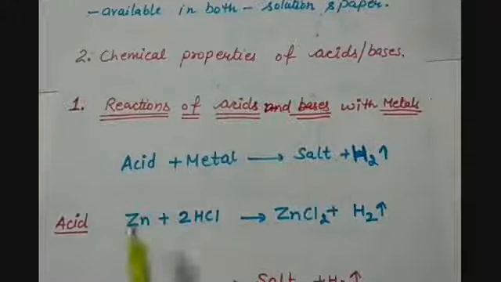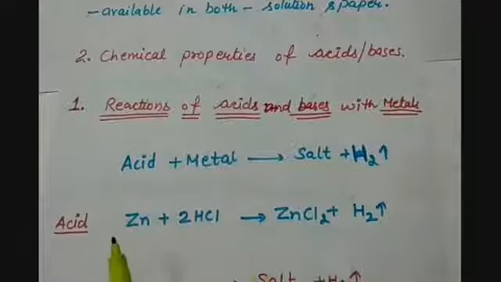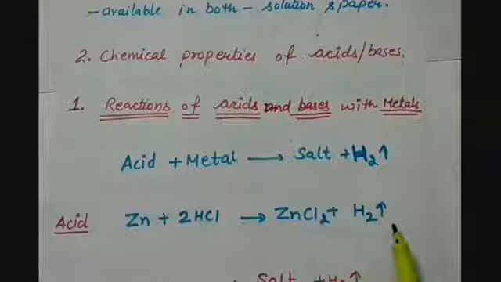So let us see it with the help of an example. Here we are taking zinc as a metal and 2HCl, that is hydrochloric acid. When hydrochloric acid and zinc react together, zinc chloride, ZnCl2, is formed, because zinc has a higher standard electrode potential value than hydrogen. So it replaces the hydrogen here and forms ZnCl2, and hydrogen gas is evolved.